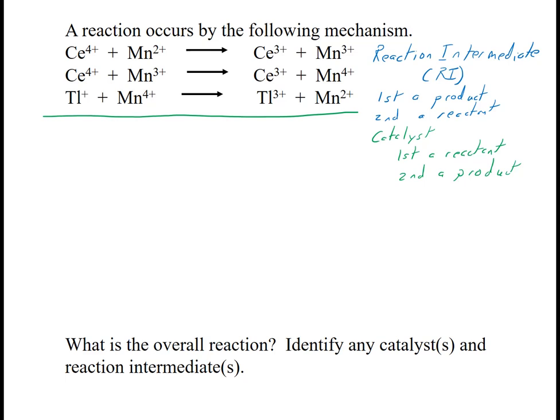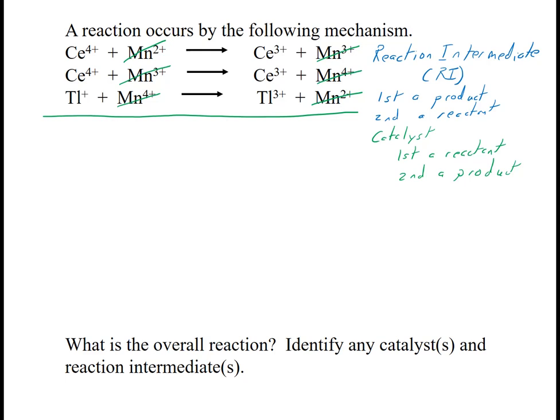Okay, I have a Mn2+ here and a Mn2+ there. There's one of each, so I'm going to cancel those out by drawing a line through them. I already talked about the Ce4+. Mn3+ is here and there. Tl+ doesn't exist anywhere else. Mn4+ exists here and here.